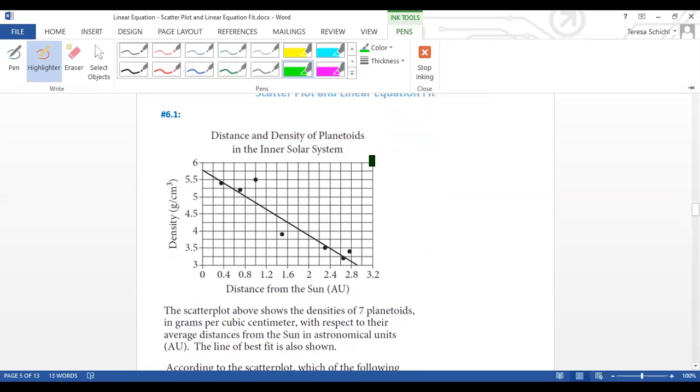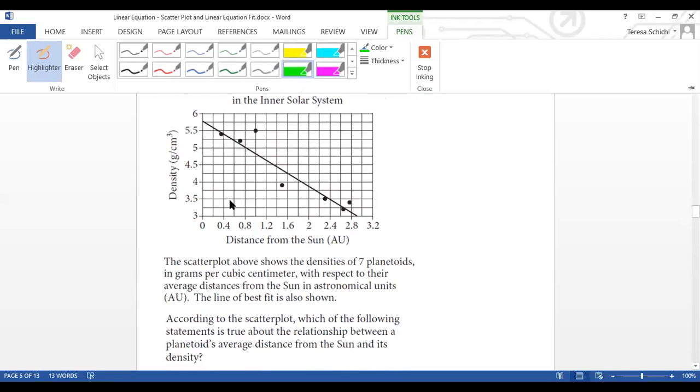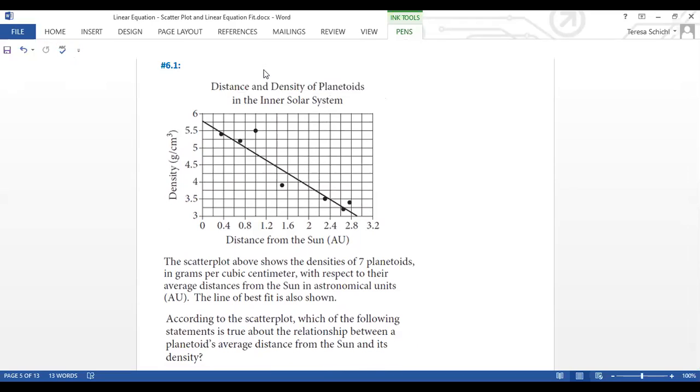Okay, so now let's take a look. This is the distance from the sun and its relation to the densities here, right? The stars, or planets, the distance away from the sun and how the density is going. We know this is a line with what type of slope? It's a negative slope, right?